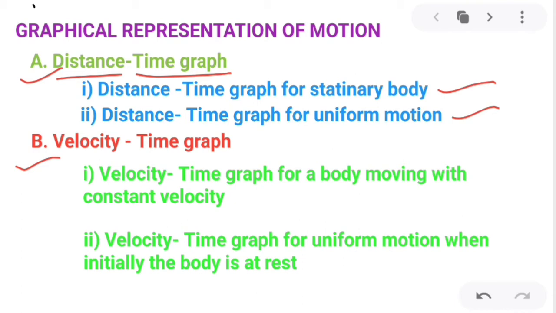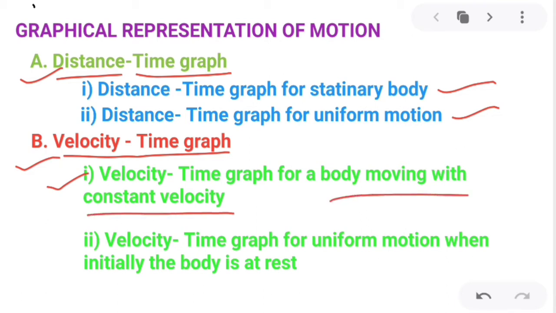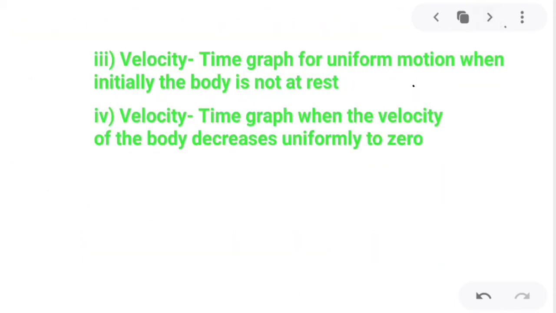Later on we will discuss the velocity time graph. In the x axis time is mentioned and in the y axis velocity will be mentioned. Under that velocity time graph we will discuss four different types of graph. Number one, velocity time graph for a body moving with constant velocity. Then velocity time graph for uniform motion when initially the body is at rest. Then number three, velocity time graph for uniform motion when initially the body is not at rest.